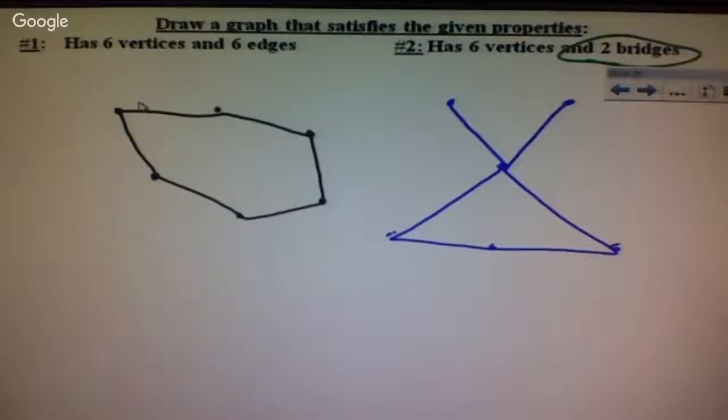So the other dots have to be completely connected and closed off to make them not bridges. That's why she went through and circled the rest of these. Okay. Let me show you some other examples of 2 bridges.